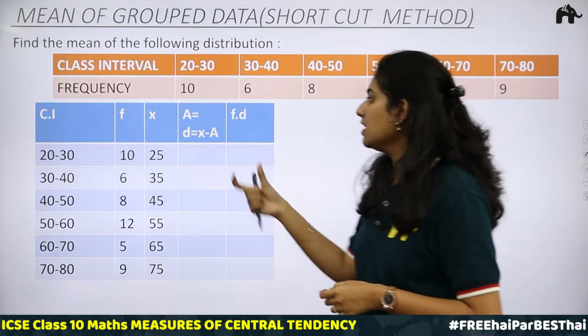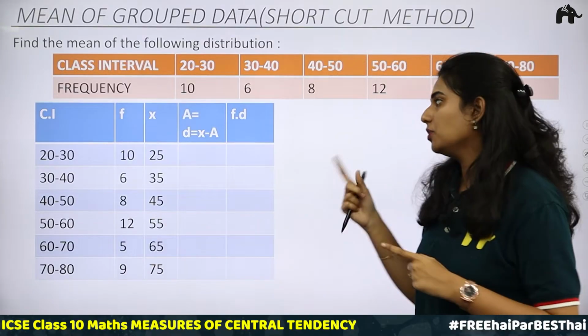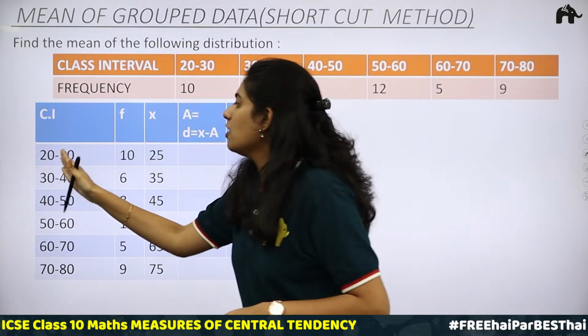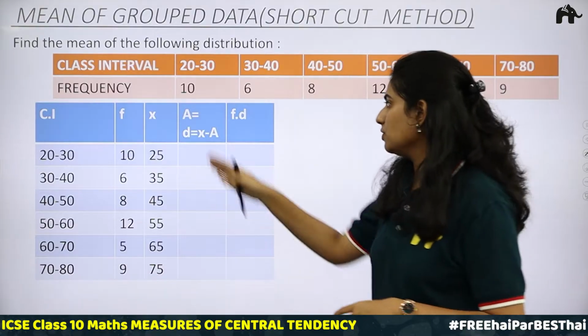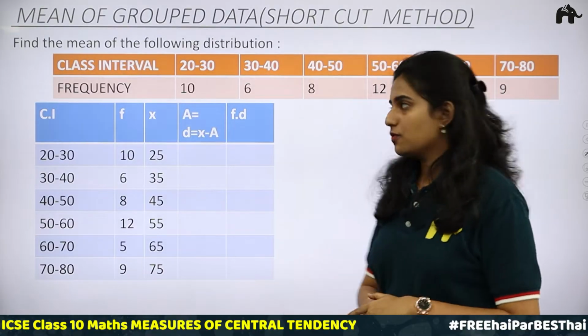Remember, using the direct method, we have calculated the class mark. You know how to find the class mark. Taking the sum of upper and lower limit and dividing by 2, you get the class mark. So, these are the class marks for the intervals.